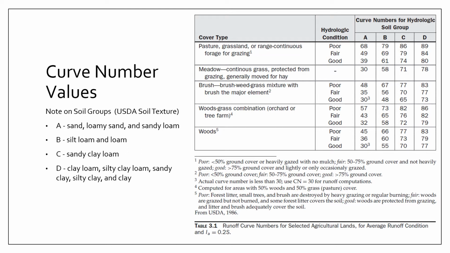Okay, note again that as you go from sandy soils to clay soils, you have a progressively increasing curve number value. Okay, this means that clay soils, since clay soils are impervious, you don't get a lot of infiltration. So you can get a lot of runoff when you have clay soils in your site.